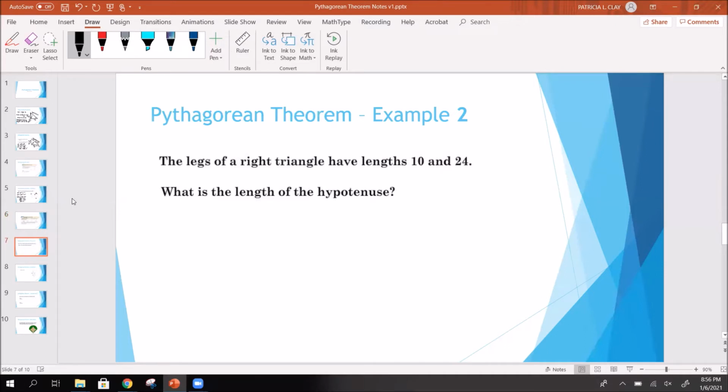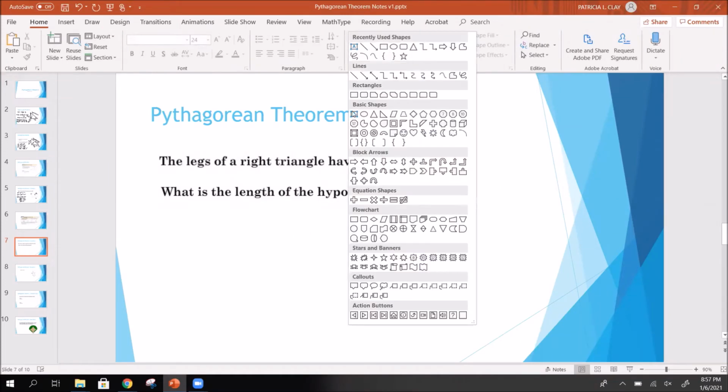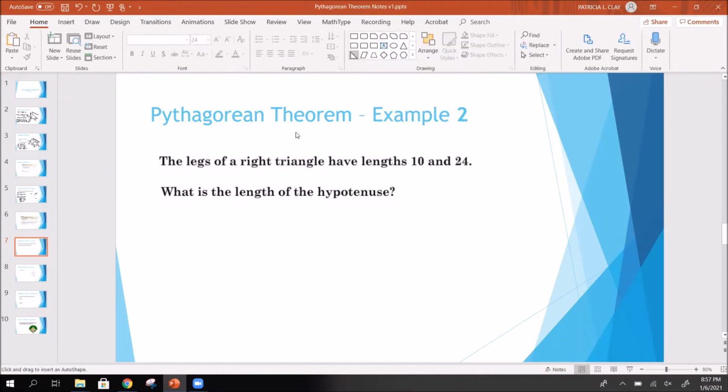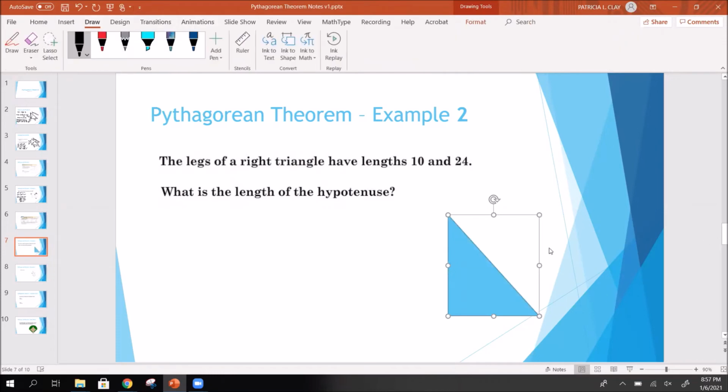So next, let's do this one. The legs of a right triangle have the lengths 10 and 24. Okay, so let's go on and draw a triangle real quick. There we go. All right. Now we'll go back and then I'll fill in our other items.